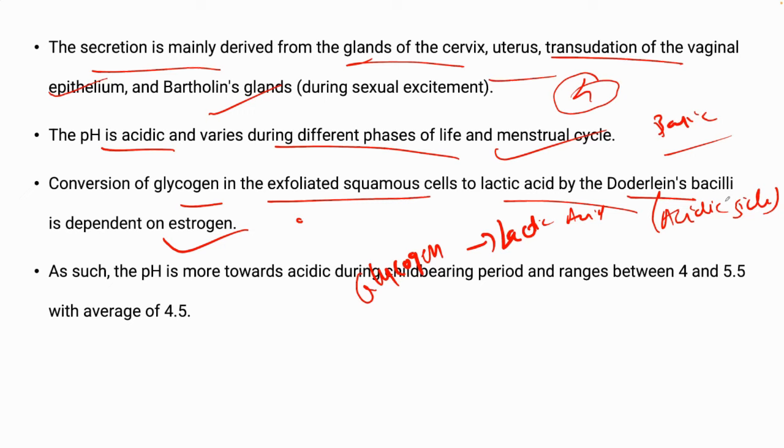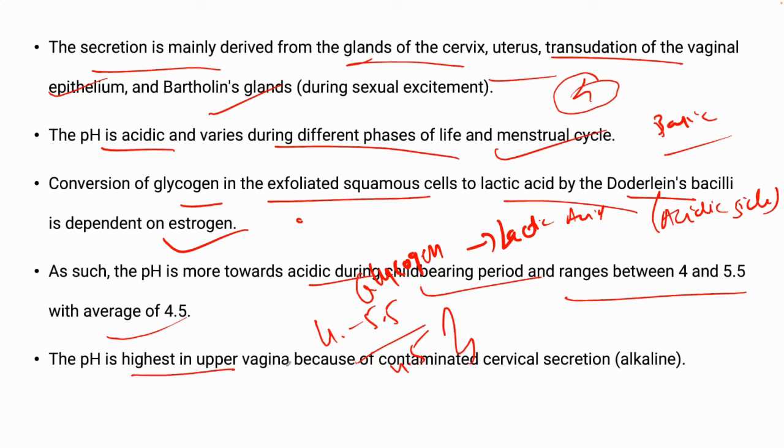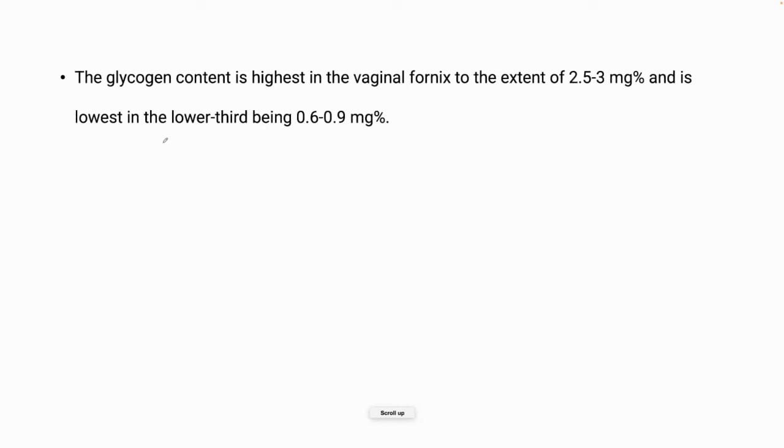The pH is more towards acidic during the childbearing period and ranges between 4 to 5.5 with an average of 4.5. More acidic pH is maintained. And the pH is highest in the upper vagina because of the contaminated cervical secretion. Clear? But it will be more towards the basic pH. The glycogen content is highest in the vaginal fornix, to the extent of 2.5 to 3 mg, and is lowest in the lower third, being 0.6 to 0.9 mg.